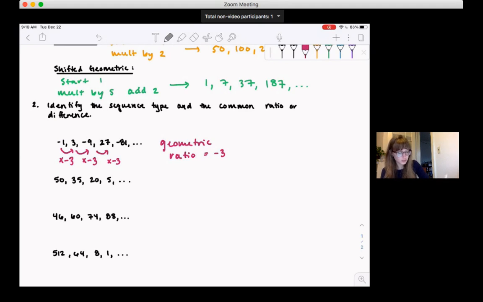So first let's just check, does adding or subtracting work? So 50 to 35 is -15. 35 to 20, also -15. 20 to 5, also -15. So we're always subtracting 15. So that makes this an arithmetic sequence, and our common difference is that -15.